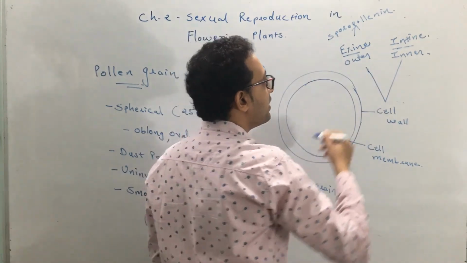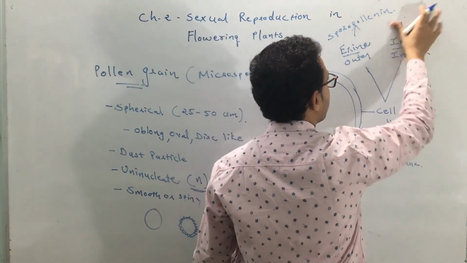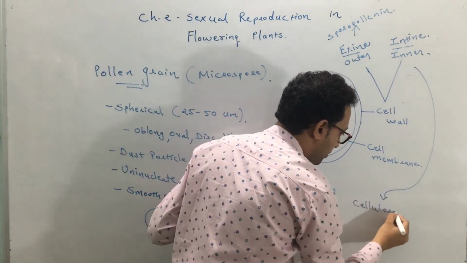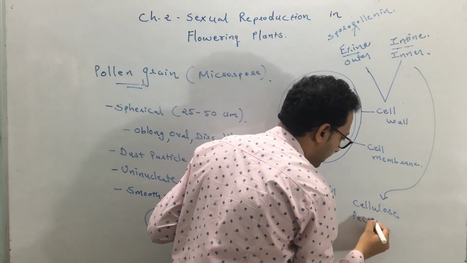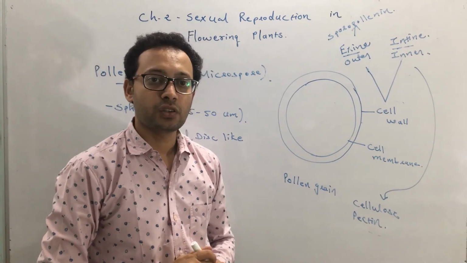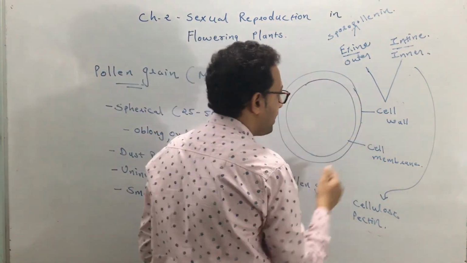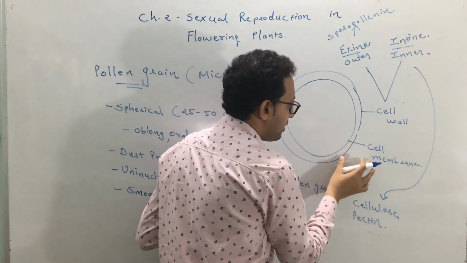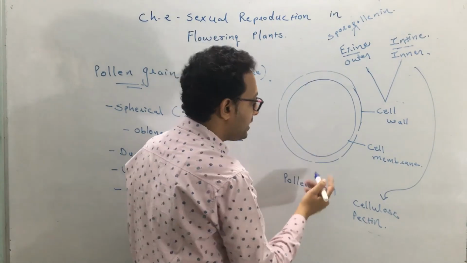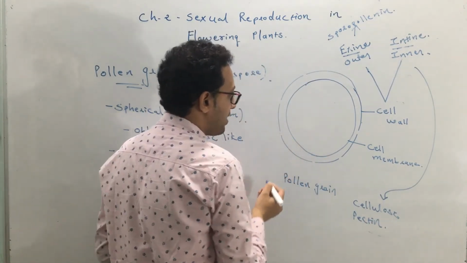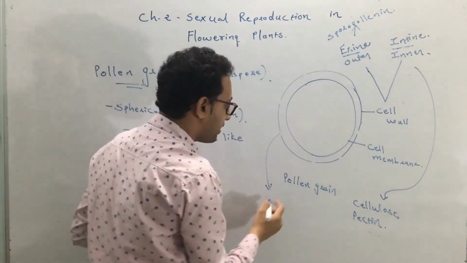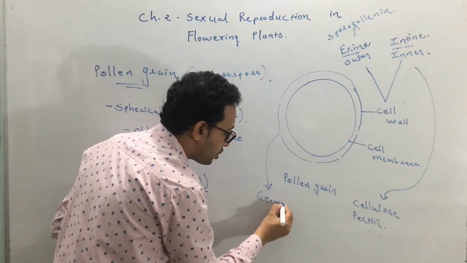It is an inner layer. This inner layer, it is made up of, I write over here. The inner layer, it's made up of cellulose and pectin. Okay, so the inner layer is made up of cellulose and pectin. Okay, but if you see this outer layer of exine, there are certain places in the exine where sporopollenin is absent, like this place, this place where the sporopollenin is absent. Where the sporopollenin is absent in the exine, this place, it's called as germ pore.